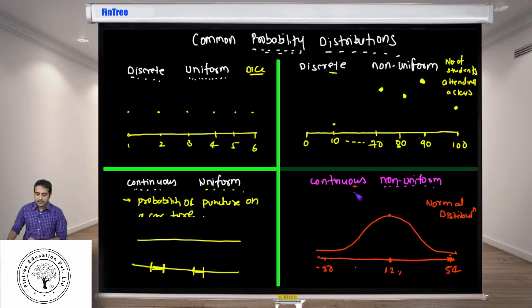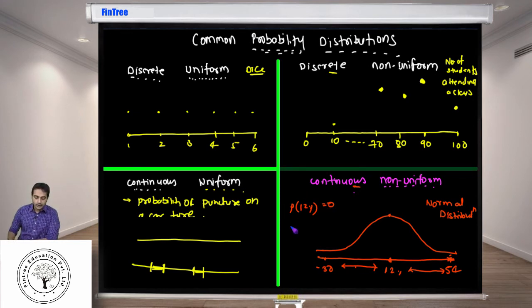Are you following this? Then why is it continuous? Because you can have 12% or you can have 12.001, 12.002. So there are infinite number of values on the x-axis. Are you following this? And then if I ask you what is the probability of having exactly 12% return, that answer will always be 0. Because when you're dealing with a continuous distribution, you cannot have probability of a particular point.